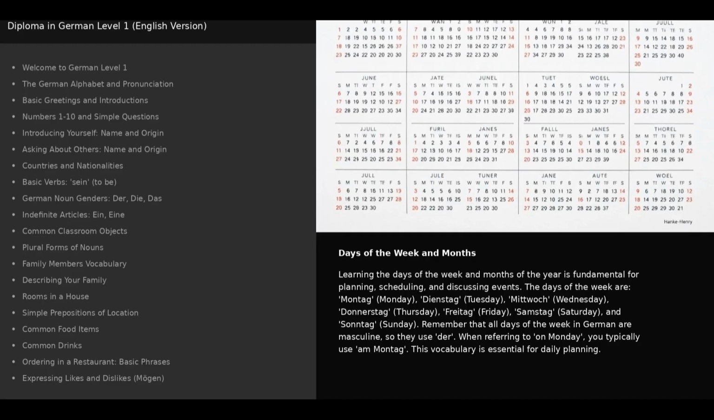Remember that all days of the week in German are masculine, so they use der. When referring to on Monday, you typically use am Montag. This vocabulary is essential for daily planning.